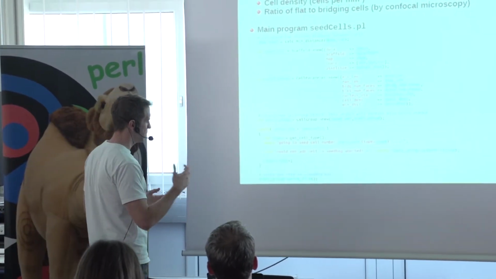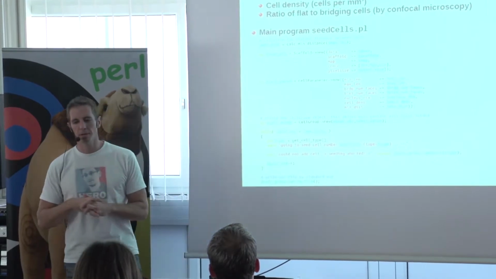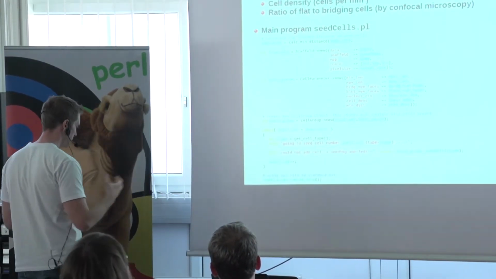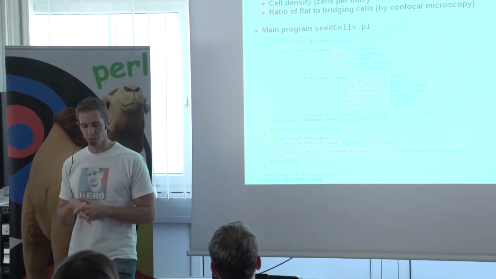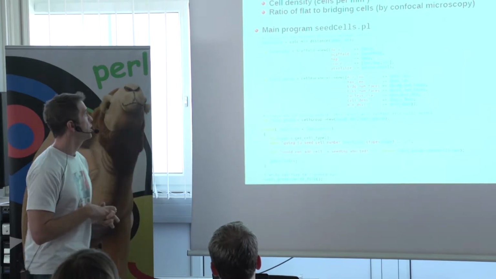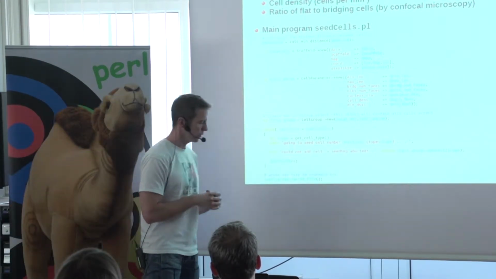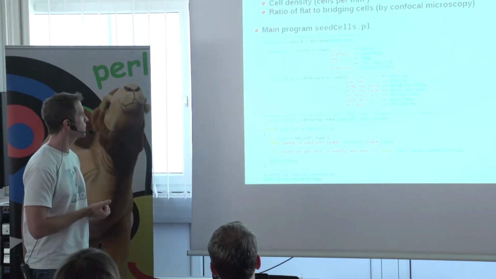The input then was in a GNU-zipped text file. Then another important parameter is the cell density, so how many cells per whatever volume are we going to seed, and then the ratio of flatly to bridgingly attached cells, which we determined in advance for a huge set of different scaffolds using confocal microscopy.